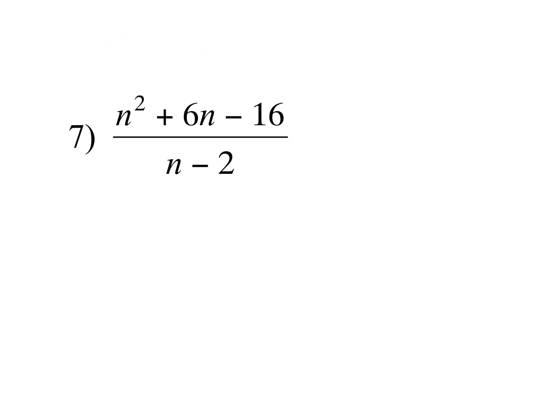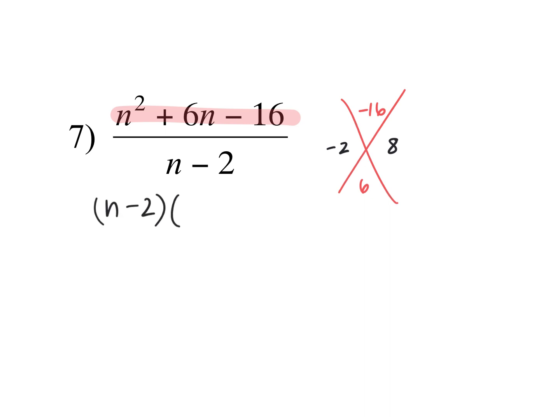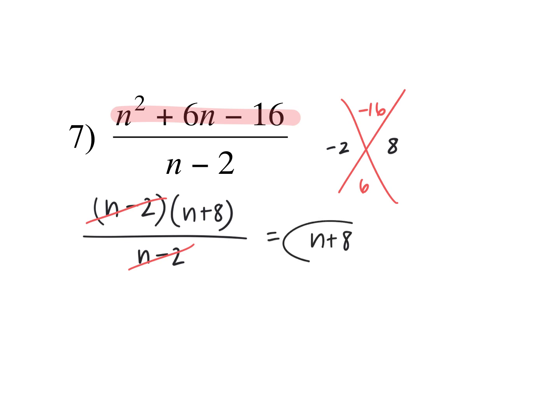All right, number 7. Got to factor that top part there. So multiplies to give me negative 16, adds to give me 6. I think that's going to be 2 and 8, with 2 being negative. So when I factor that, n minus 2 times n plus 8, and divide by n minus 2, well then those n minus 2's cancel out, and I'm just left with n plus 8.